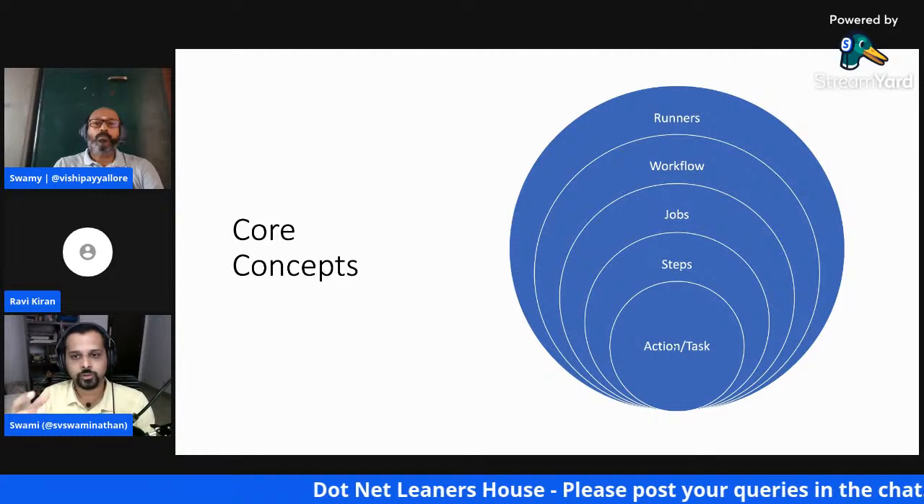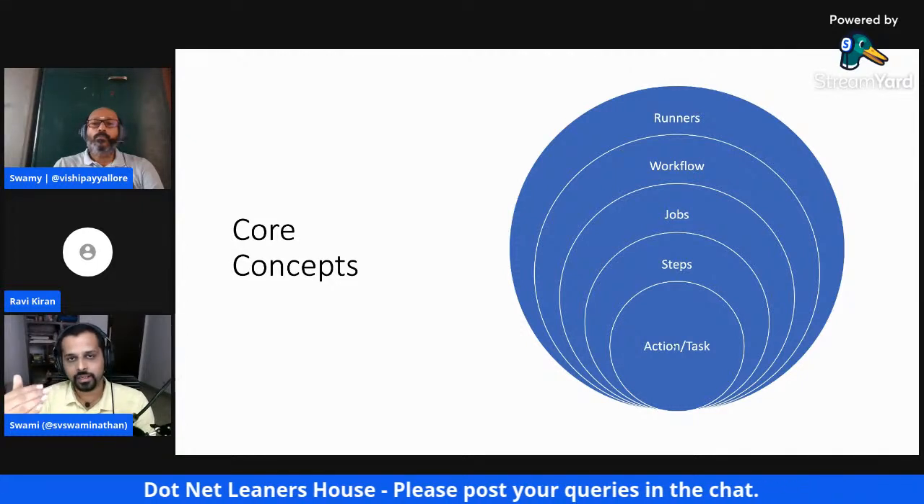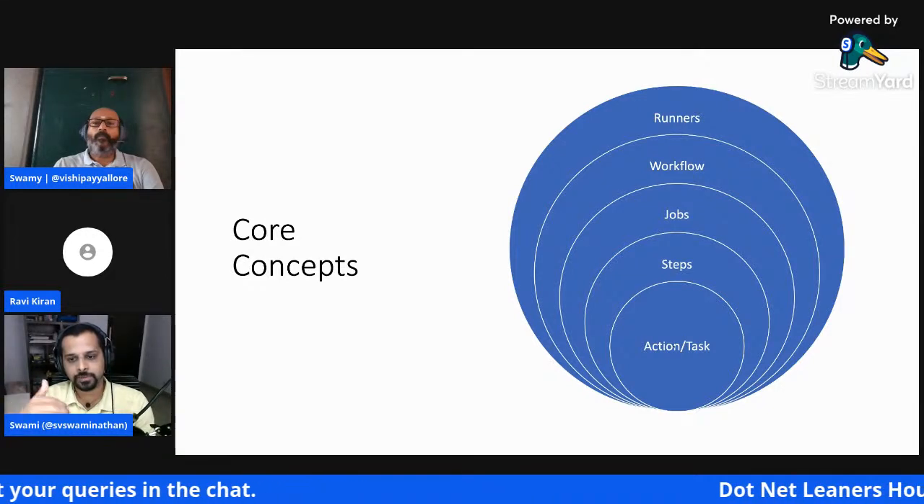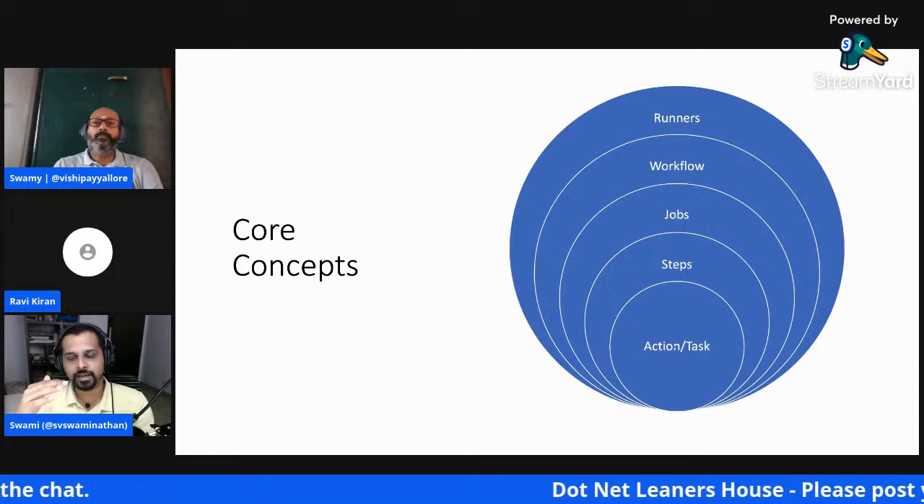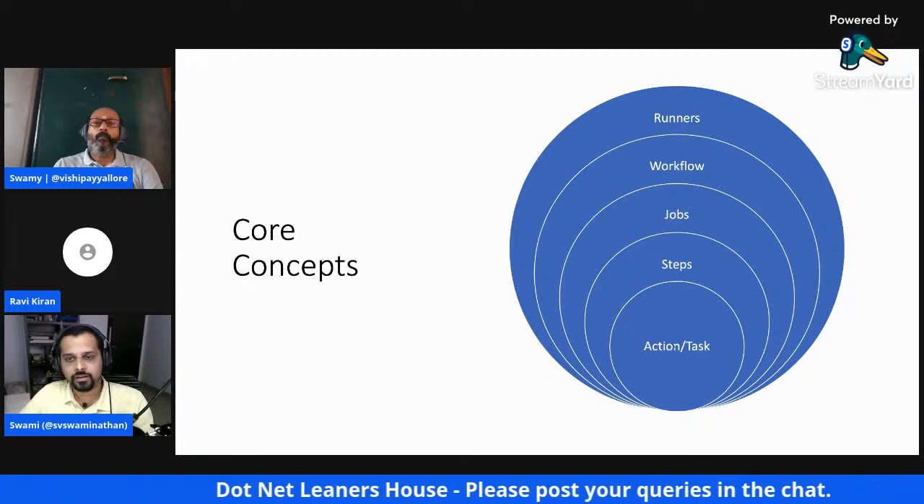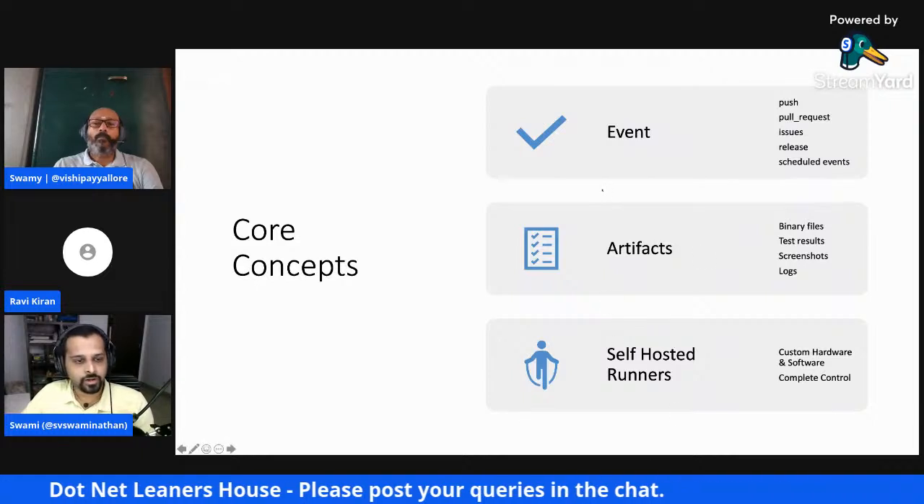The runners are the ones that are going to execute the workflow that you define. And in the workflow, you can define multiple jobs. And within the jobs, you can have multiple steps. And within the steps, you can have multiple tasks. That's the hierarchy of how the entire action would be created, right? And yeah, this is some more other concepts.